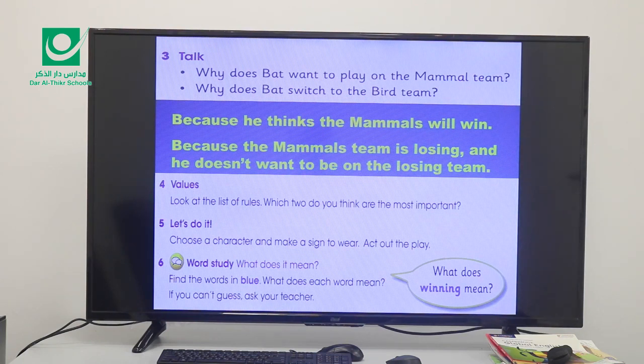Number 6, word study. What does it mean? Find the words in blue. What does each word mean? If you can't guess, ask your teacher. So we need to go back to the words in blue and try to tell me the meanings in English, of course. Yes.